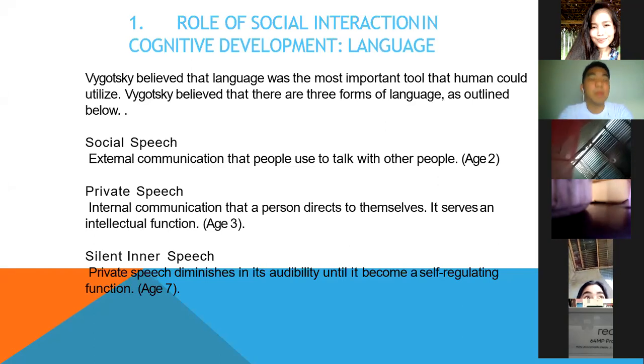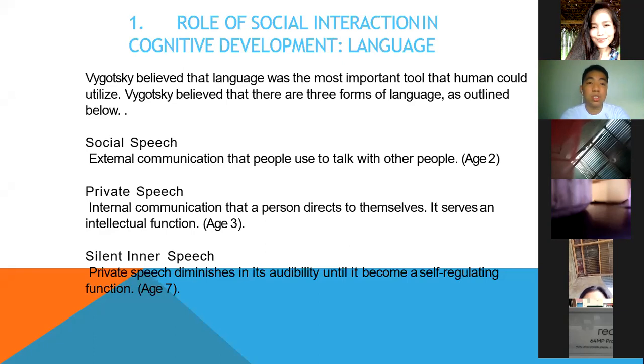Okay, number one, the role of social interaction in cognitive development or language. Vygotsky believed that language was the most important tool that humans could utilize. Well, of course, language, because when you interact, you use language to communicate. Vygotsky believed that there are three forms of language as outlined below.